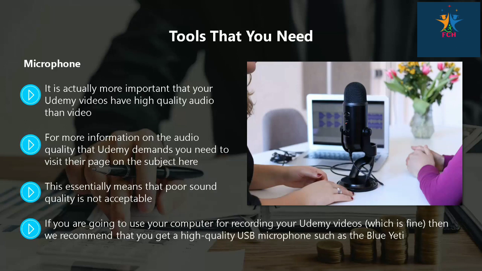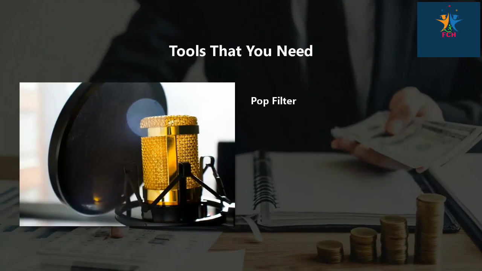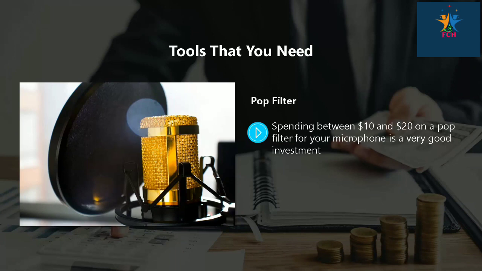If you prefer to use a lapel microphone, then take a look at the Sony ECM-CS3 pop filter. Spending between $10 and $20 on a pop filter for your microphone is a very good investment. It will cut down on unwanted noise and will help you to create the highest quality audio.